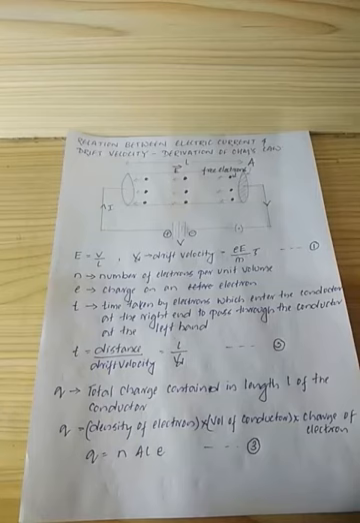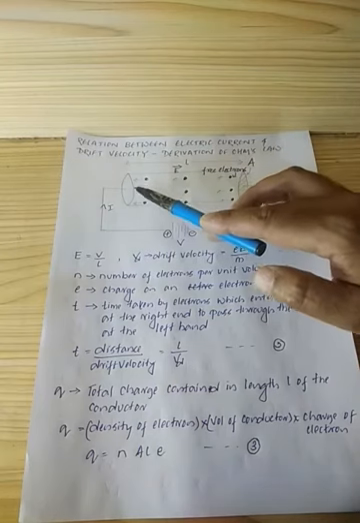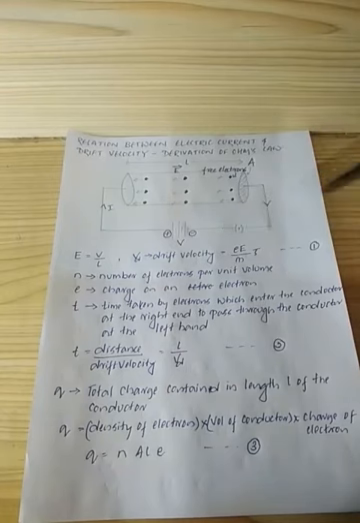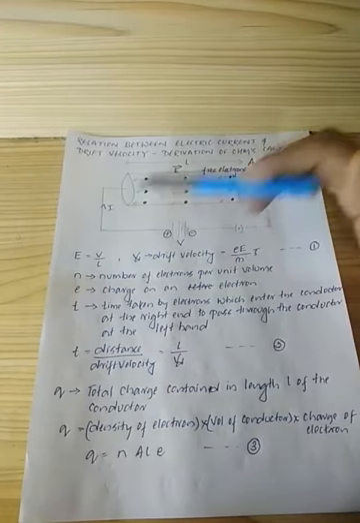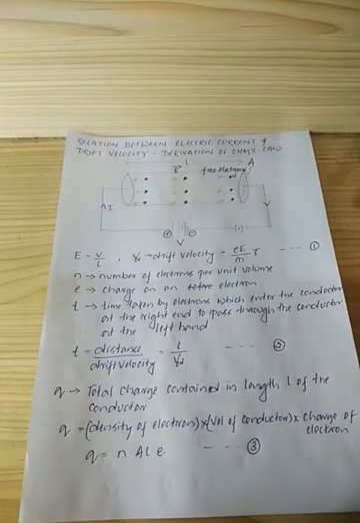So in this lesson we'll see the relationship between electric current and drift velocity, and then we'll derive Ohm's law. Before starting the lesson, let me define the parameters. We have a conductor of length L, area of cross section A, connected to a battery of potential difference V. The current in the circuit is I.